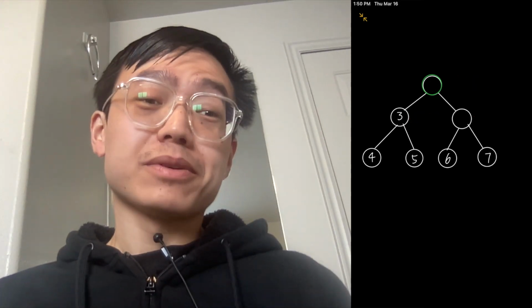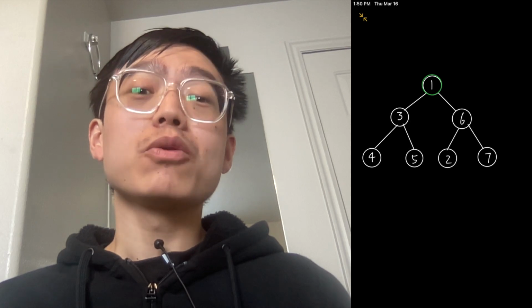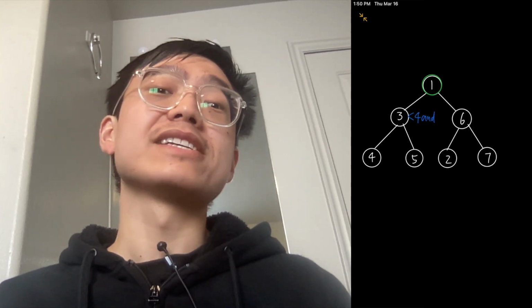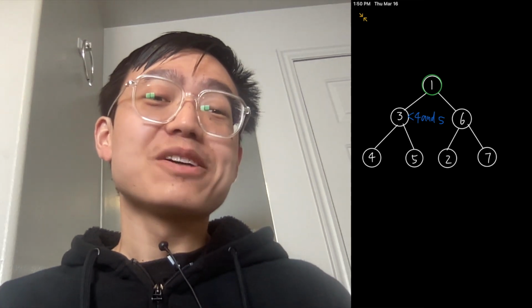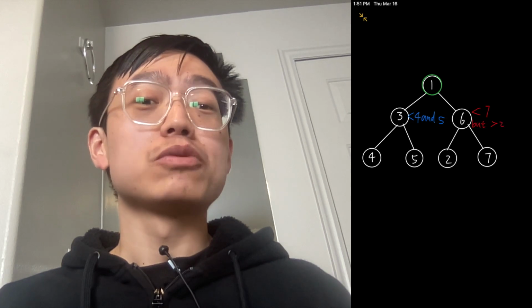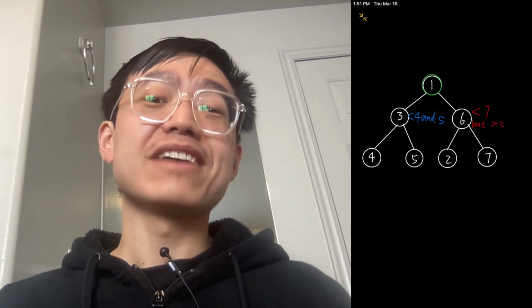In the third example, although this is a complete binary tree, it is not a heap because not all nodes have values consistently larger or consistently smaller than their child nodes. Let's take the second row as an example. The node with value 3 is smaller than its child nodes 4 and 5, while the node with value 6 is larger than its left child 2.